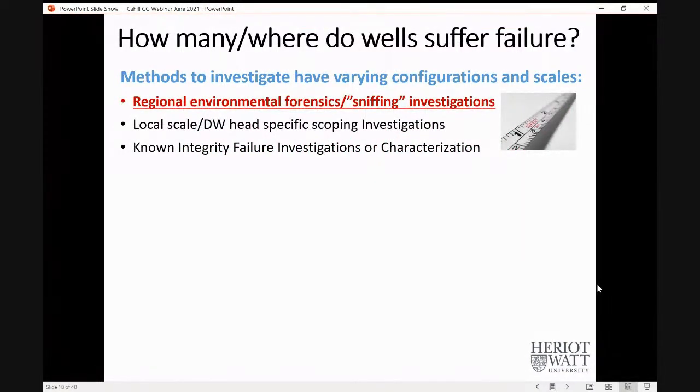Okay, so next question then. How many and where do wells suffer failure? So this is a big question. How big an issue is this in this region in particular?